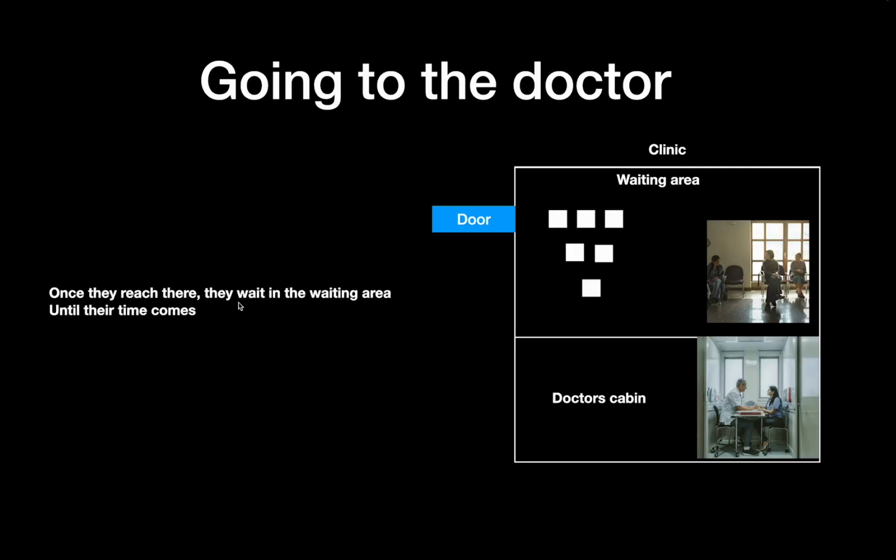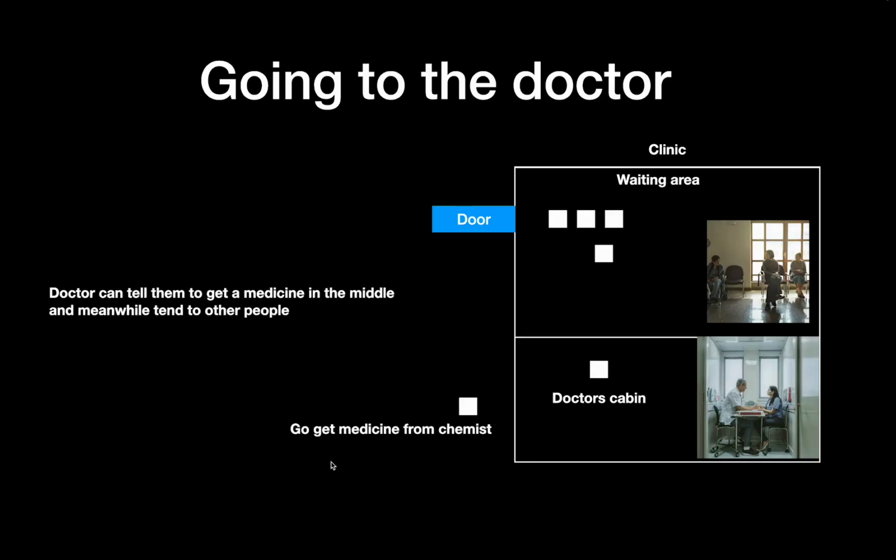So once they reach there, they will wait in the waiting area until their time comes. The doctor tends to them one by one. So one person moved from here to here and the doctor is now tending to them. The doctor is telling them, okay, this is your problem. What are your symptoms? Things like these. Once the doctor understands your symptoms, the doctor, let's say, tells the first person, okay, go get the medicine from the chemist. This is your medicine. Go get the medicine and then come back to me.